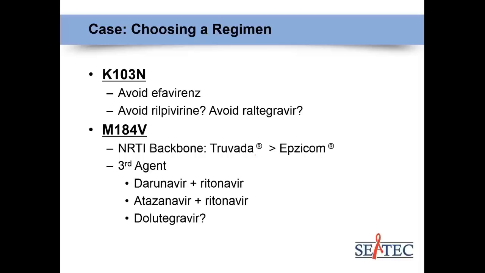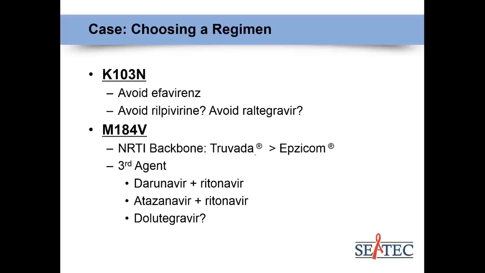And for the third agent, I really would prefer to use something with a high genetic barrier to resistance, typically boosted darunavir or boosted atazanavir. We wonder, maybe dolutegravir and Truvada would be an adequate regimen in a patient like this, although there are people who know more than me about that, but I think the verdict's probably still out. So for this patient, I'm typically going to use Truvada and boosted darunavir.